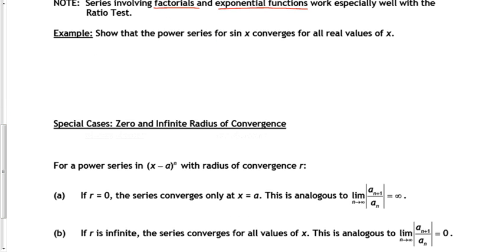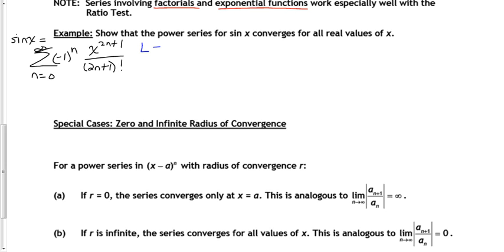So the next example is show that the power series for sine of x converges for all real values of x. Well, okay, let's see what that is. Because we remember our sine of x: sine of x is equal to the sum from n equals 0 to infinity of -1 raised to the n, x to the 2n plus 1 over the quantity 2n plus 1 factorial. So we see that factorial, we get all excited, yay, we got a factorial, we want to do a ratio test. Okay, let's do our ratio test.